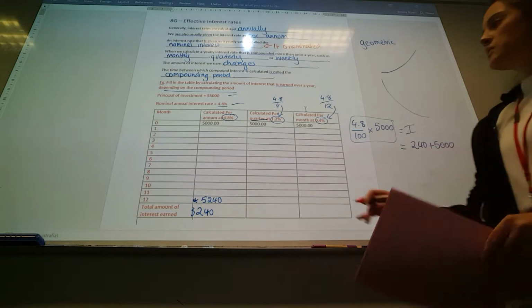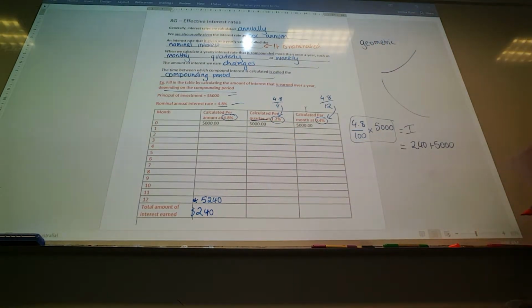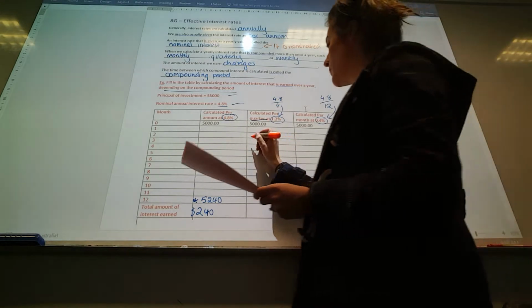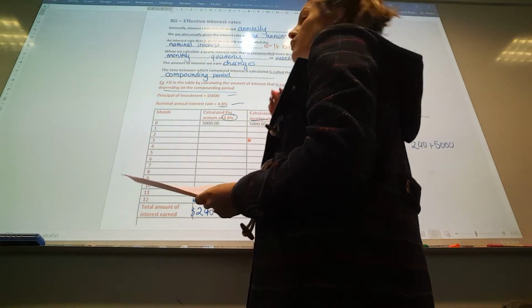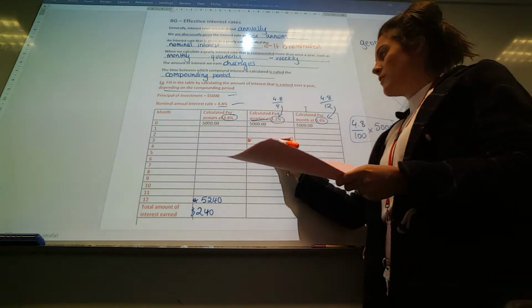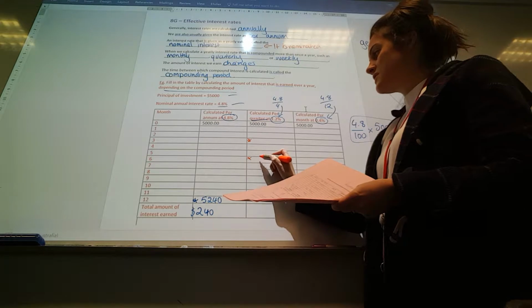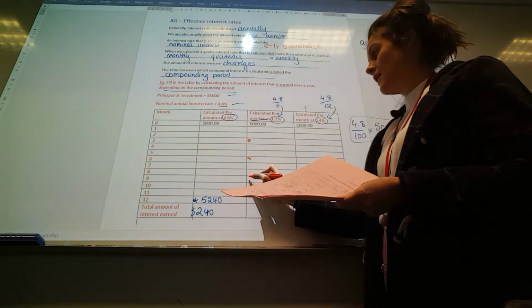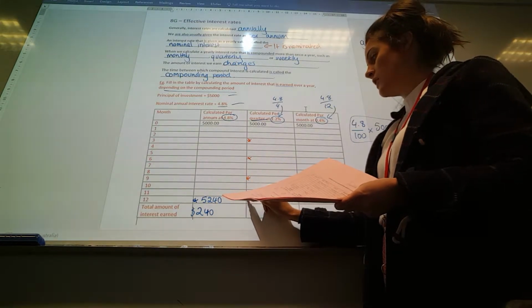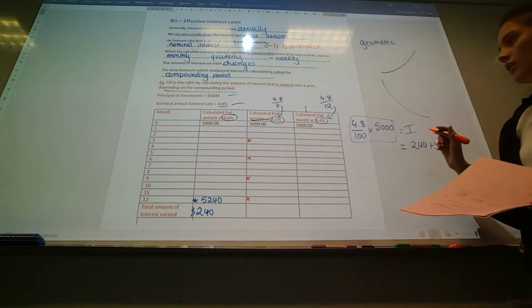Okay, if we're looking at the next one, which is per quarter, what month is it going to be calculated in? Well, the first time it's going to be calculated, it's going to be in 3. Yep, this is 4 times a year. 12 divided by 4 is 3. And then the next time it will be in the 6. The next time it will be in the 9th. And the last one will be in the 12th.